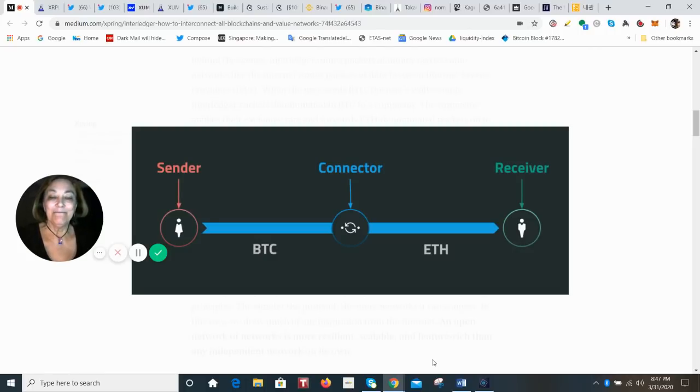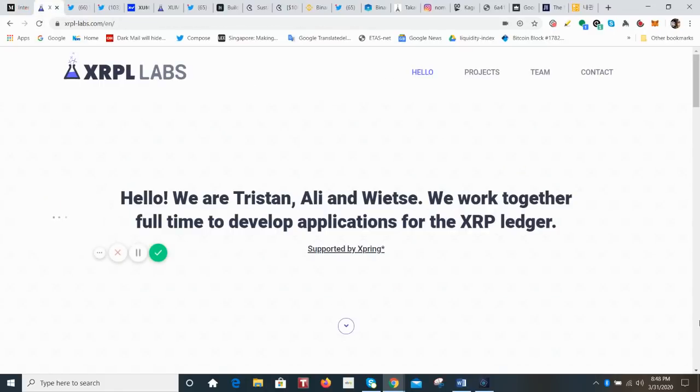And here is part of the graphic that was in that article, an example of paying in one currency to another, where the user could send BTC and the recipient would automatically receive Ether. Well, I want to introduce you to three developers who are changing this space. Meet Tristan, Ali, and Weetsie.